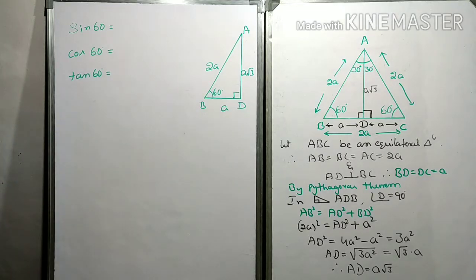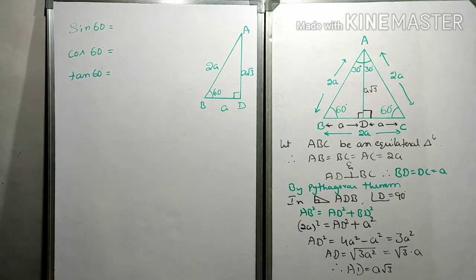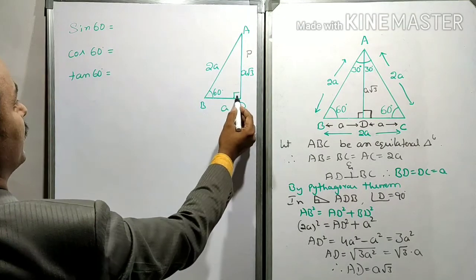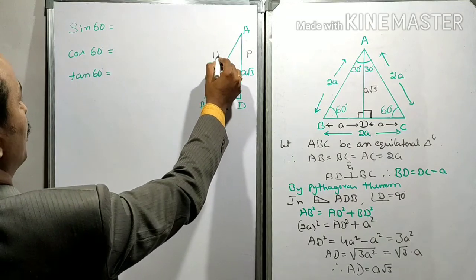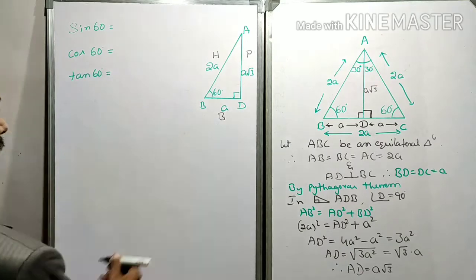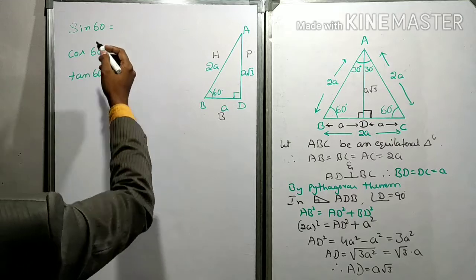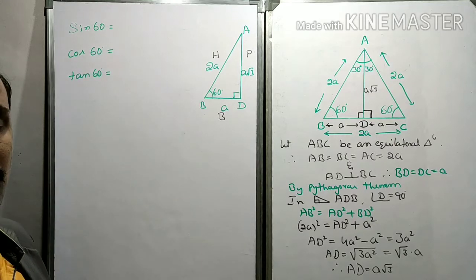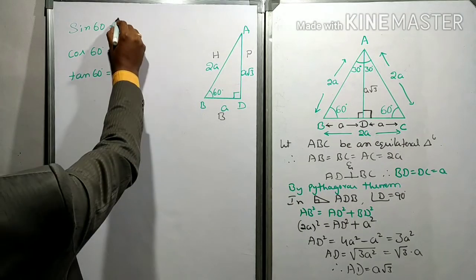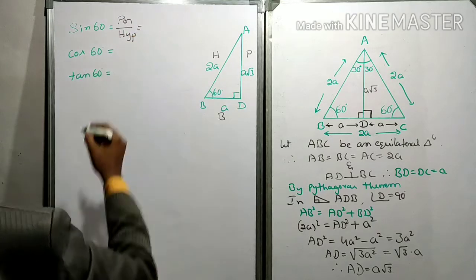Now, dear children, first I write the ratio of the sine. You know that the acute angle opposite side we are calling perpendicular. The 90 degree opposite side we are calling hypotenuse. The adjacent side of the acute angle is base. The ratio between the perpendicular and the hypotenuse we gave the name sine. Perpendicular upon hypotenuse.